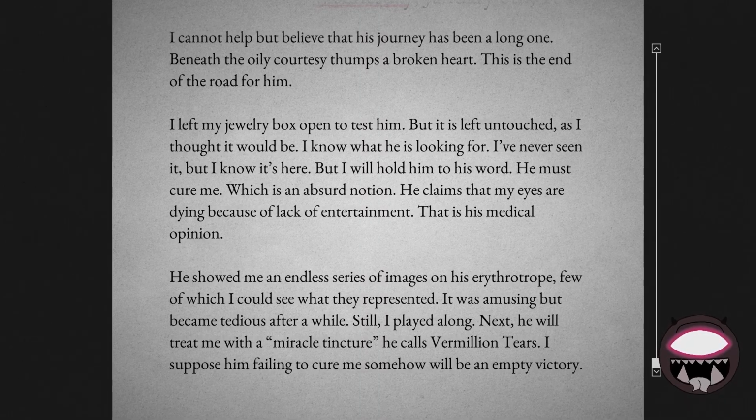I left my jewelry box open to test him, but it is left untouched, as I thought it would be. I know what he is looking for. I've never seen it, but I know it's here. But I will hold him to his word. He must cure me, which is an absurd notion.